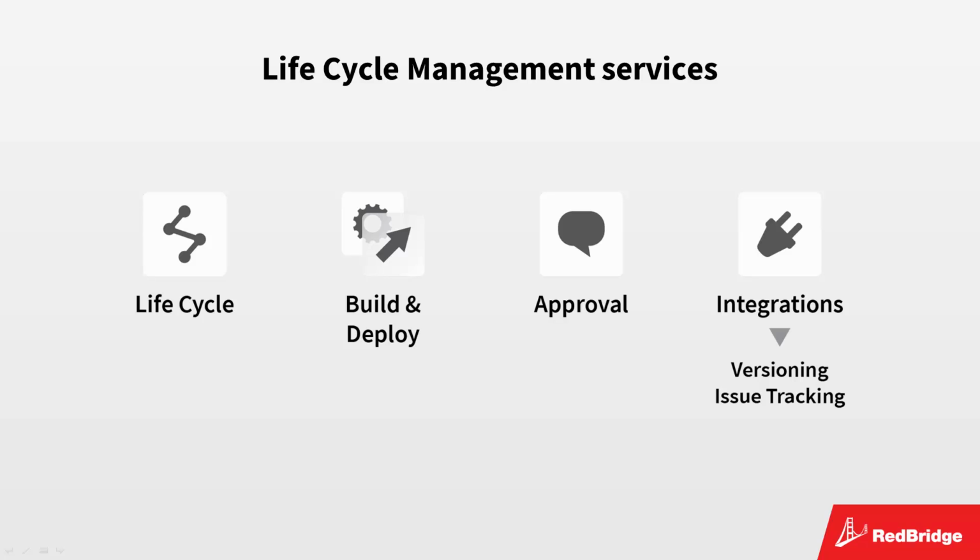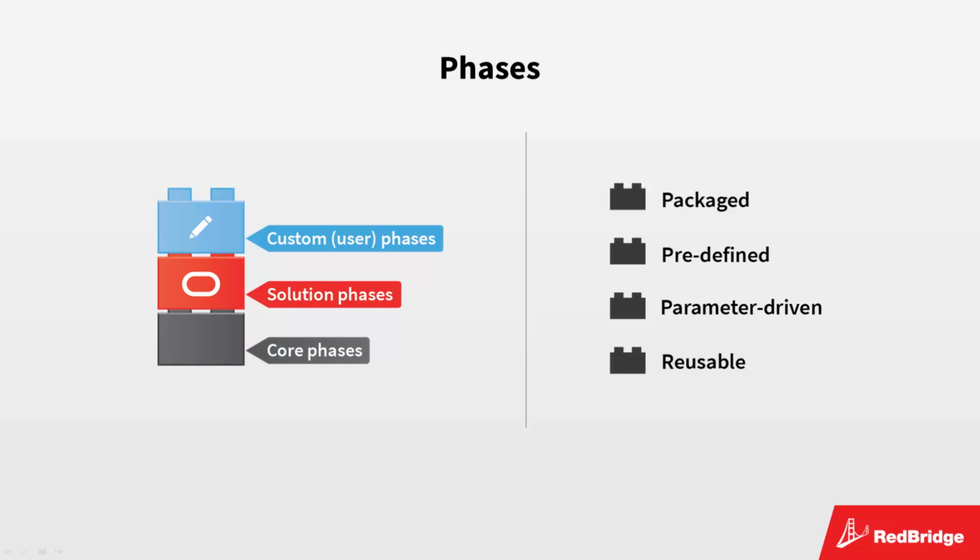One of the major strengths of IKAN ALM are the phases, which are used for the build and deploy processes. IKAN ALM phases are predefined parameter-driven, reusable package building blocks. Those building blocks allow you to fully automate your lifecycle management process without having to write any code or scripts. You just need to adapt the phase parameters.